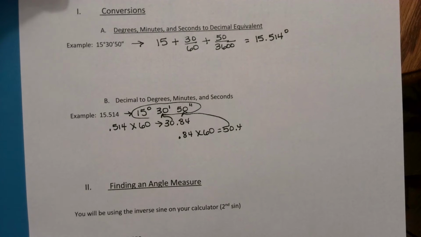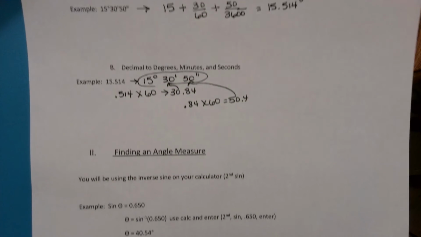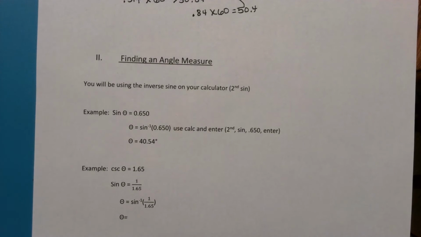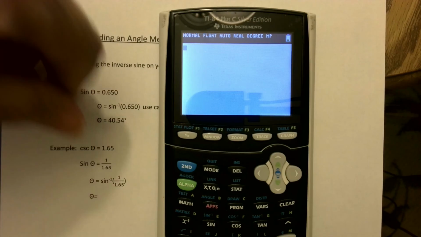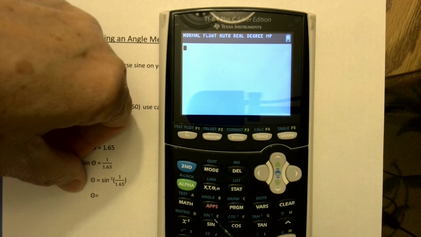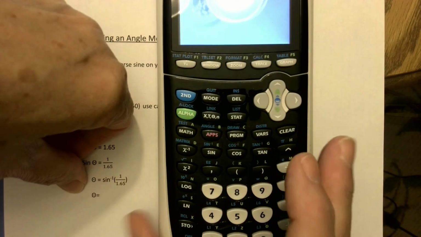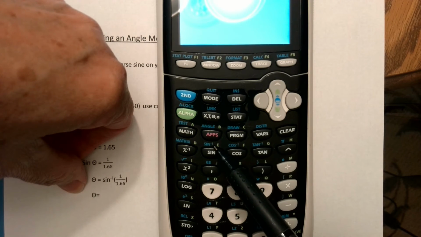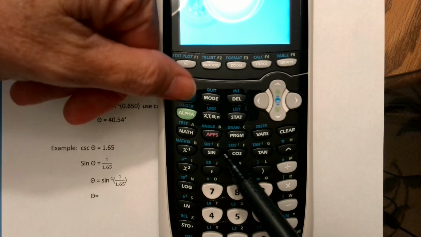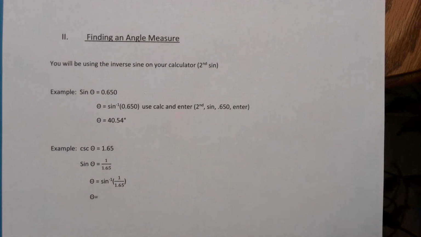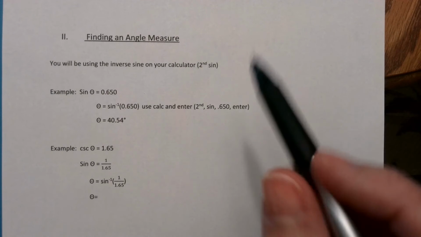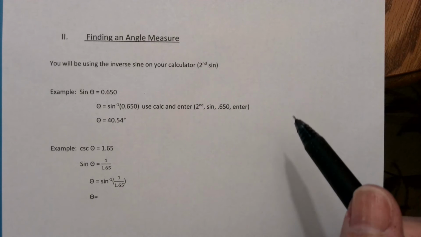Now the next part talks about finding an angle measure. Now you're going to be using the inverse sine on your calculator, that second sine. So inverse sine is this sine to the -1. You should be able to see it right here, sine to the -1 in blue. So if you do second sine, you'll get that. Now how do we use that and what does it mean? So you use that whenever you're trying to find the angle measure.